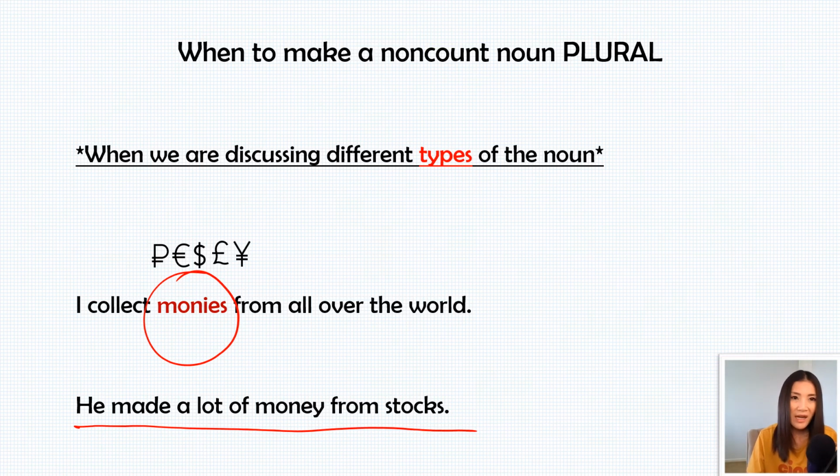If I say I cannot sleep because I drank so much coffee, the word coffee should remain a non-count noun. But I can say I like this coffee shop because they sell coffees from different countries. I'm talking about different types of coffees, then I can pluralize that non-count noun.